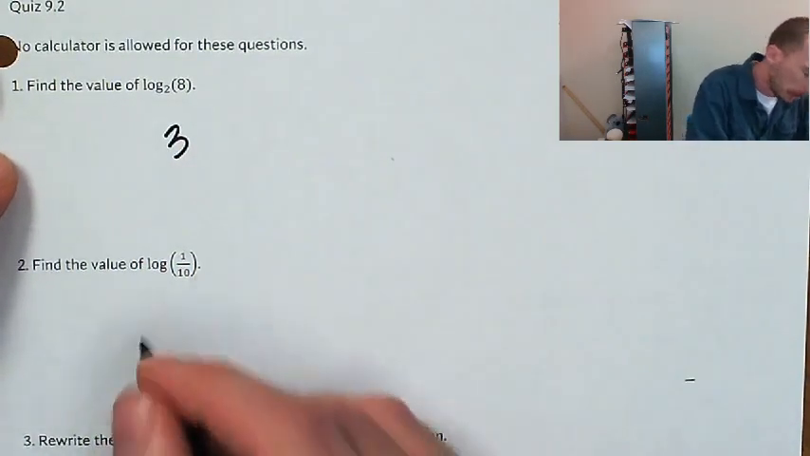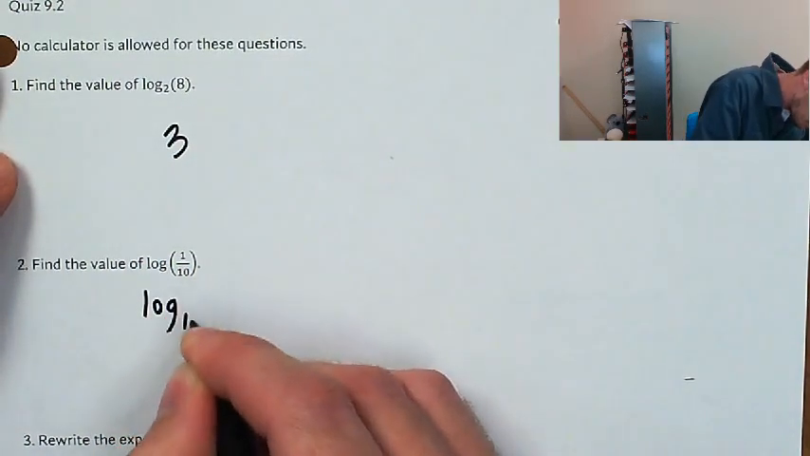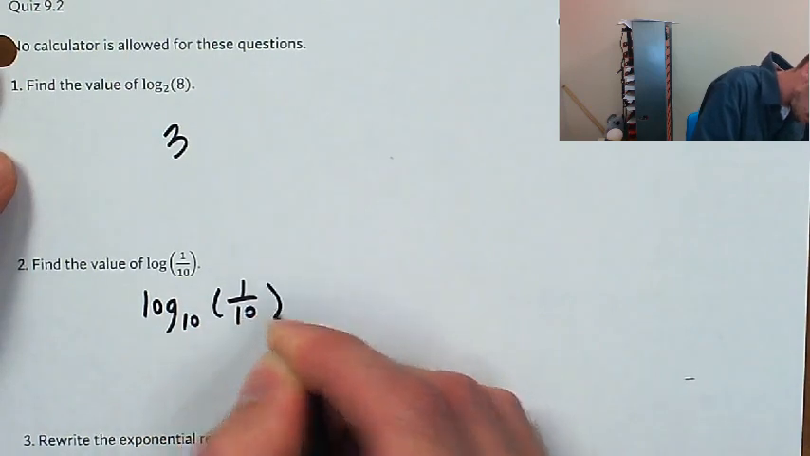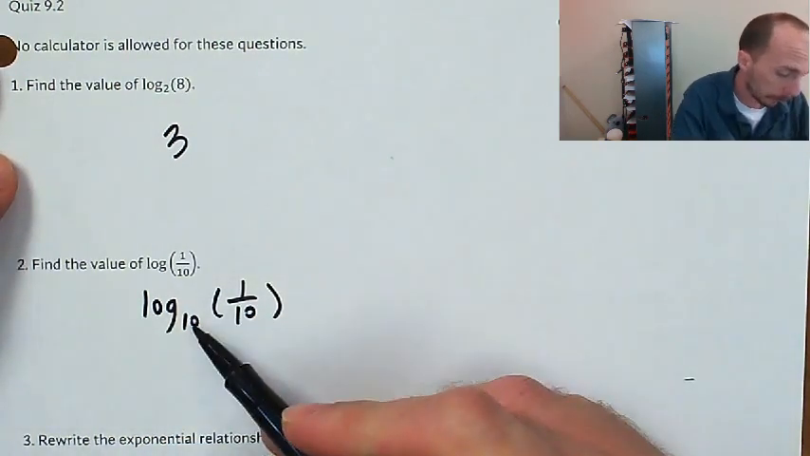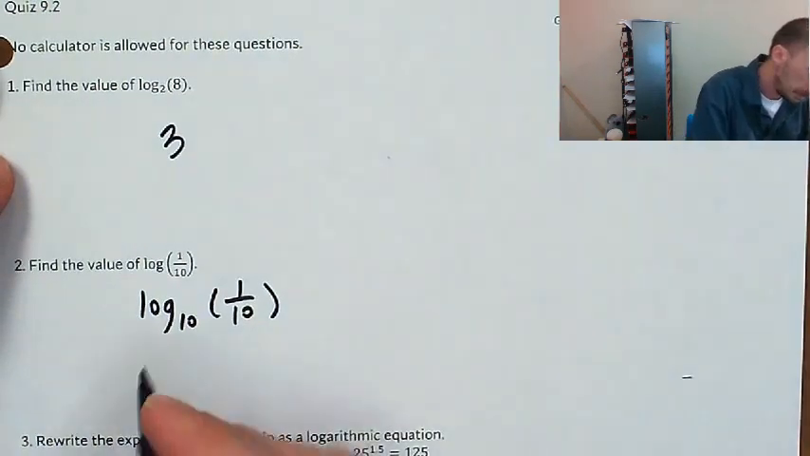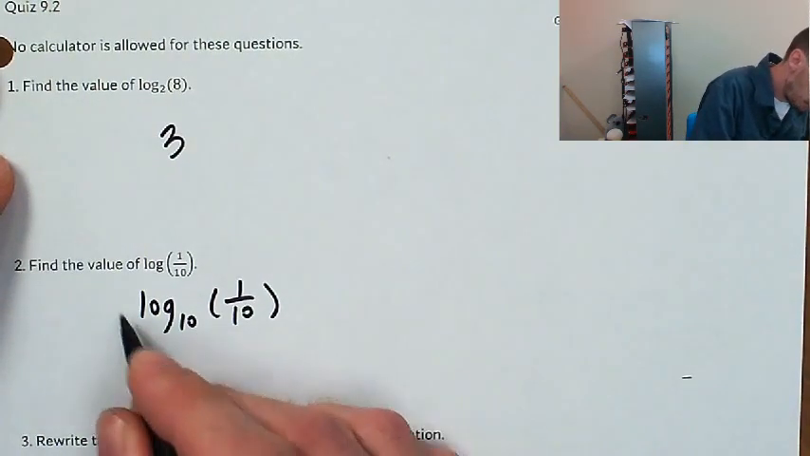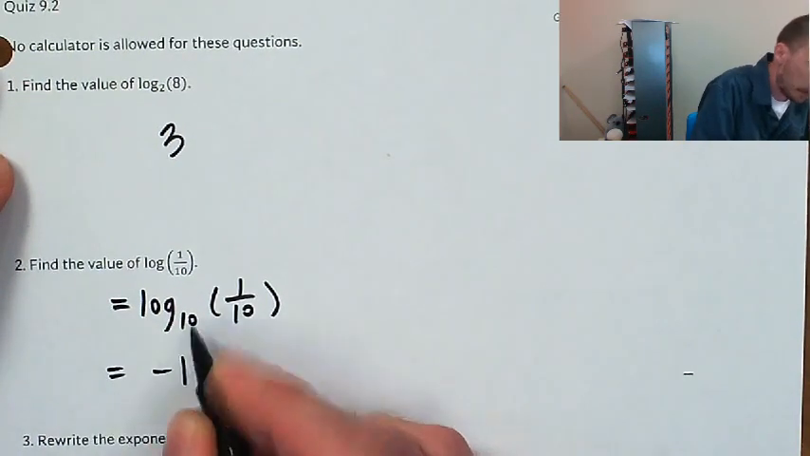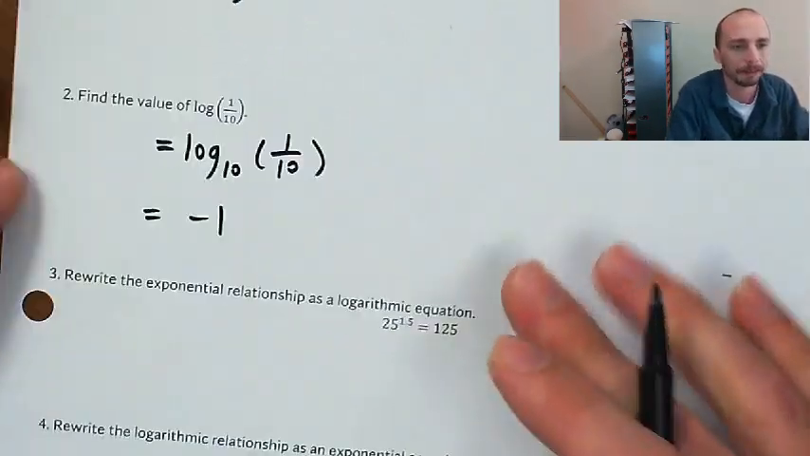Log of 1/10, okay, that means base 10 log. So I'm asking myself, what exponent do I raise 10 to get 1/10? And that's going to be -1. Yeah, because 10 to the -1 equals 1/10.